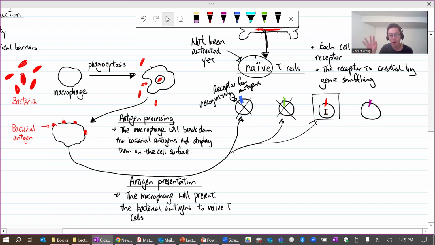It's entirely possible that at the specific moment, none of the population of T cells that you have has the right receptor. Then you have to wait for the body to create the right kind of T cells.